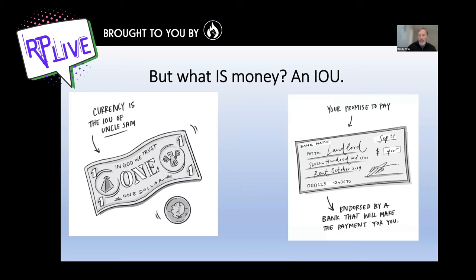The currency, whether it's paper money or coins, is the IOU of Uncle Sam. Technically, it could be the Fed or it could be the Treasury, but it's a government IOU. When you write a check to your landlord, that is your promise to pay, which is an IOU. Now, your bank backs you up. They endorse the check and they are going to make the payment for you, but it is your IOU.